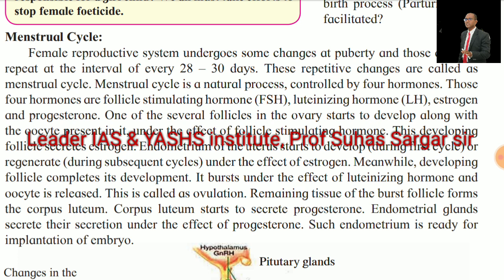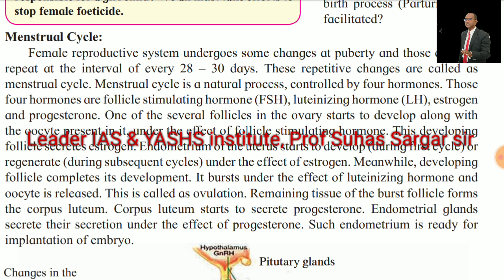One of the several follicles in the ovary starts to develop along with the oocyte present in it. Under the effect of follicle stimulating hormone, these developing follicles secrete estrogen. The endometrium of the uterus starts to develop during the first cycle or regenerate during subsequent cycles. Under the effect of estrogen, meanwhile, the developing follicle completes its development. It bursts under the effect of luteinizing hormone and the oocyte is released. This is called ovulation.